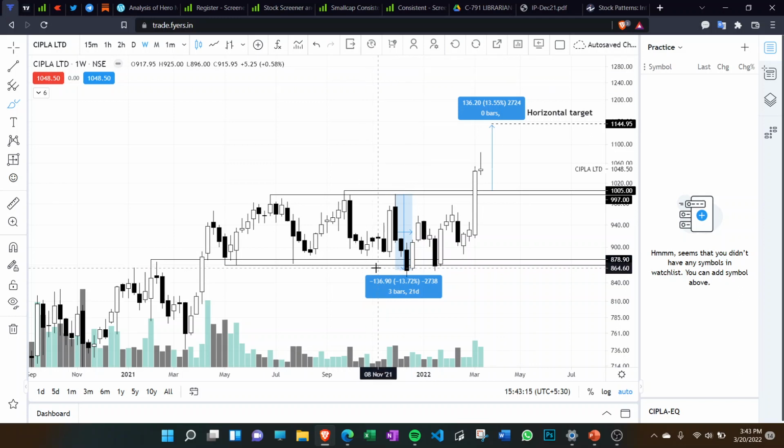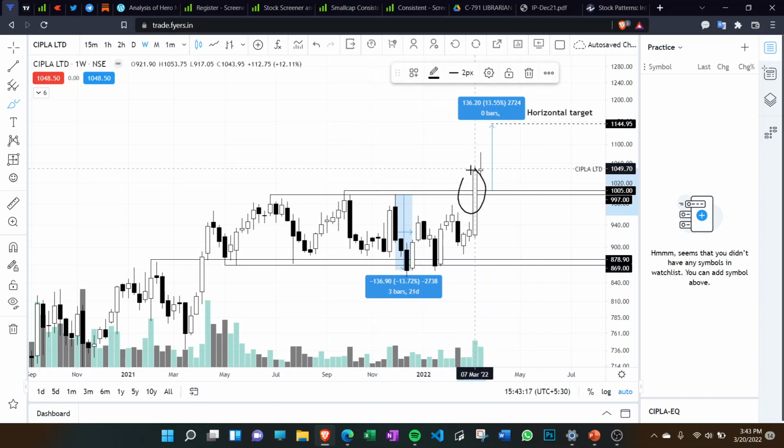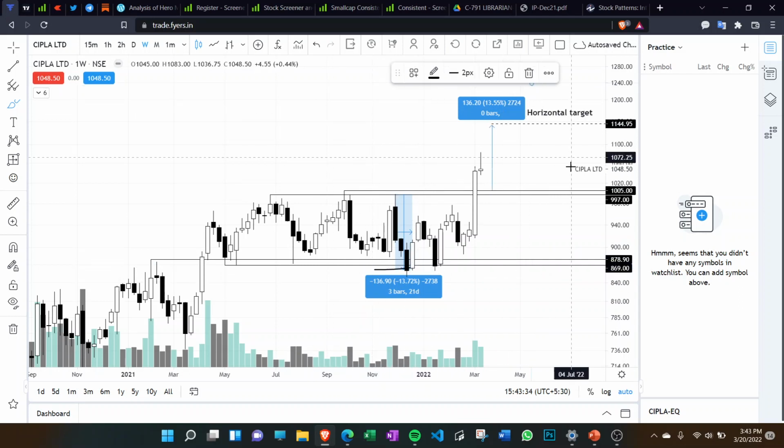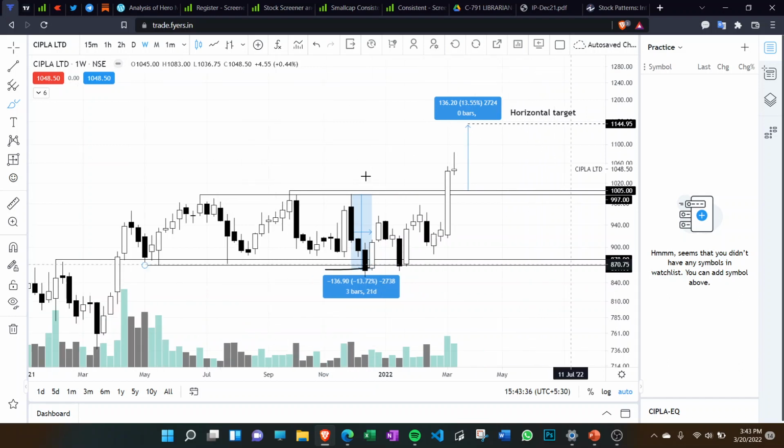This shakeout happens because in a typical horizontal pattern, if one knows how to trade it, they will buy at the support. There are two ways to trade it: either at the breakout or the breakdown, or buy at the support and sell at the resistance, or sell at the resistance then again buy at the support, which is the short selling way. So typically, whoever knows how to trade it will place his stop loss right below the support level of 870, because one assumes that the price will not come down, as this is a very strong support and will show a reversal.